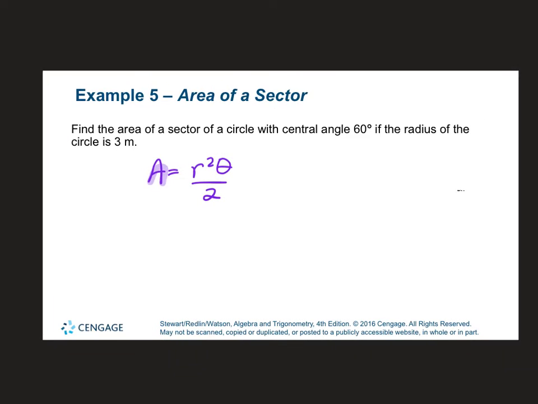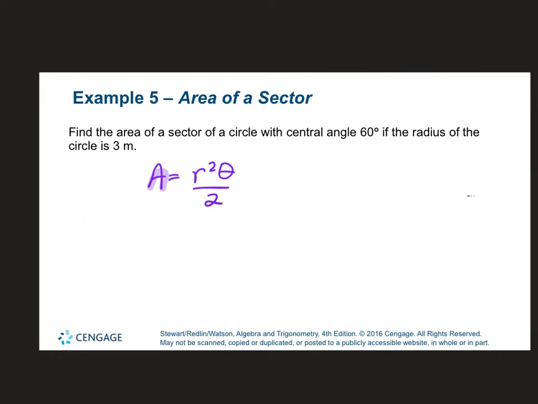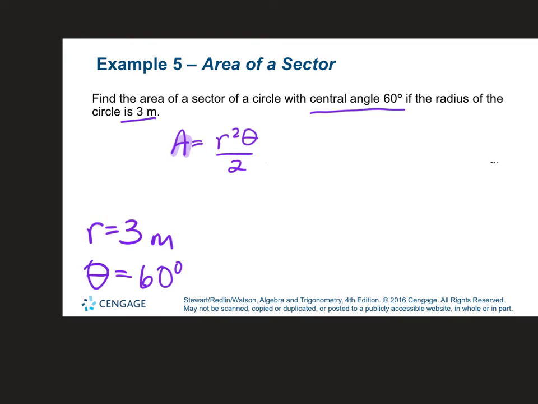So if I look at this problem, it says find the area of a sector with a central angle of 60 and a radius of 3. So they're telling me that r equals 3, right? You guys agree with me? 3 meters. And they told me that my theta is 60 degrees. Can I just plug 60 degrees into this formula and get my answer correct? No. What do I have to do first?